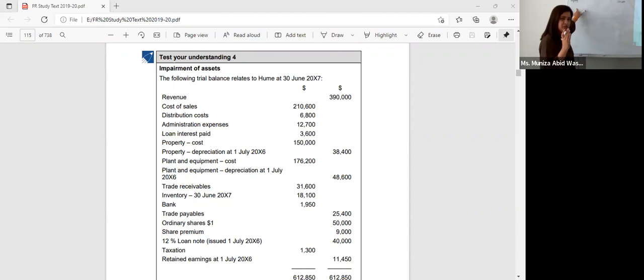You calculate the depreciation for the current year as well, and their collection is written as a whole in the statement of financial position. But just because I do want to make it a little bit quick, I will write this depreciation over here, and then afterwards I will write the depreciation of the current year also. Okay, so accumulated depreciation at 1st July 2006? How much is it? 38,400.